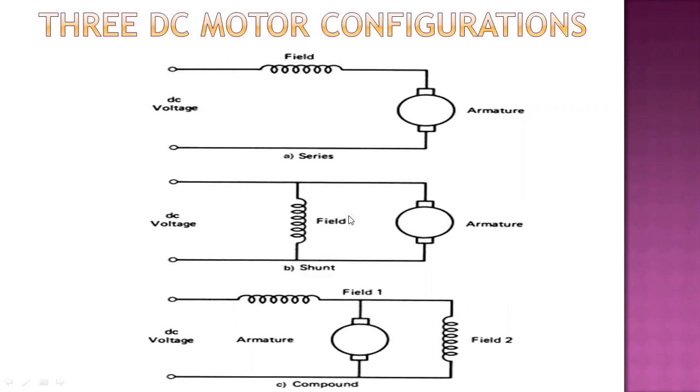The compound field, the third one: this motor attempts to obtain the best features of both of the two previous types. So generally, starting torque and speed control capability fall predictably between the two pure cases. So these are the three configurations of the DC motor: series, shunt, and compound.